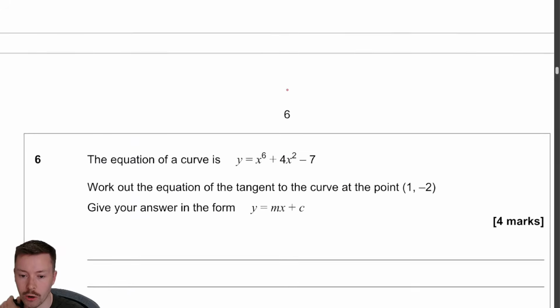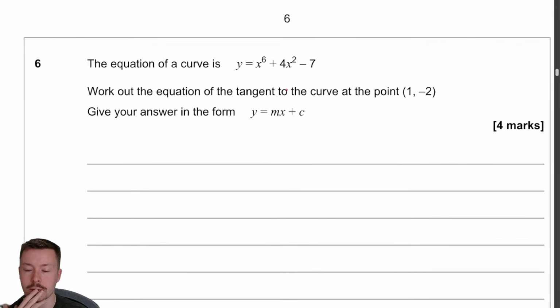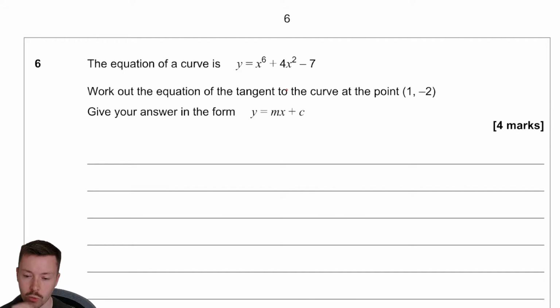Okay, carrying on. Right, we've got this. The equation of a curve is y equals x to the power of 6 plus 4x squared minus 7. Work out the equation of the tangent to the curve at the point 1, minus 2. Give your answer in the form y equals mx plus c. So probably non-calculator paper, because you can have some graphical calculators that would or might be useful for this type of thing.